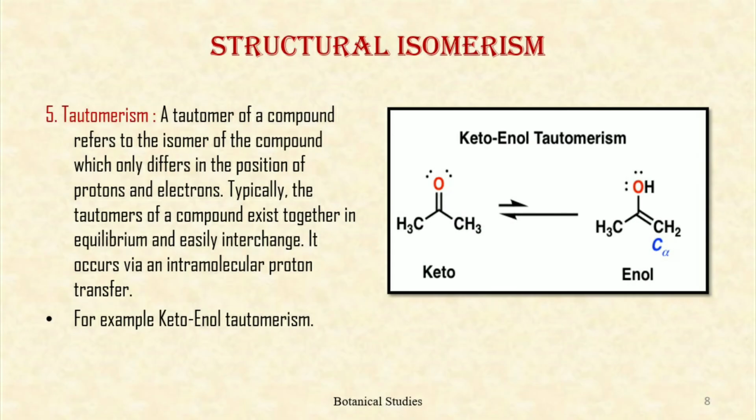The fifth structural isomerism is tautomerism. A tautomer of a compound refers to an isomer of the compound which only differs in the position of protons and electrons. Typically, the tautomers of a compound exist together in equilibrium and easily interchange. It occurs via an intramolecular proton transfer. For example, keto-enol tautomerism.